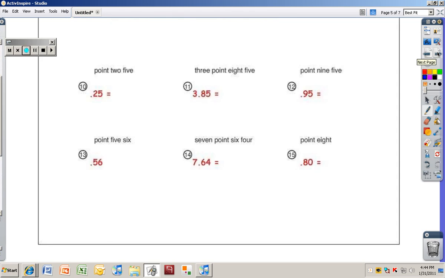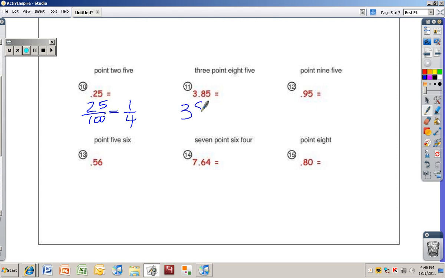Okay, let's try this together. Here we go. 0.25. How do I write that as a fraction? 25 over 100. Good. What can I divide both of those by? 25. So the answer is? 1 over 25? No. 100 divided by 25? 4. 1/4, right?